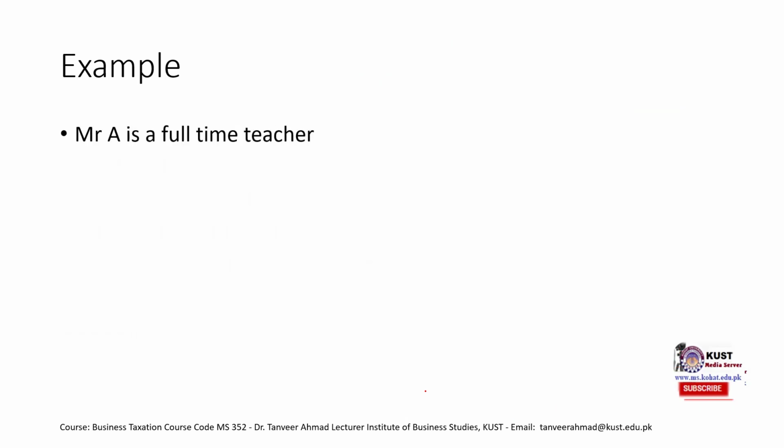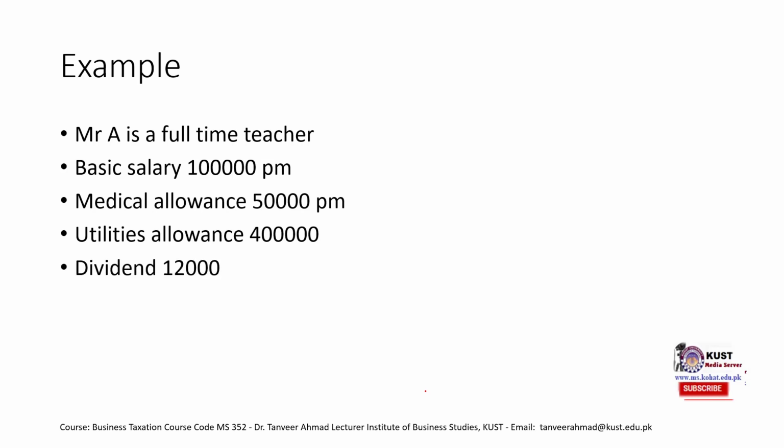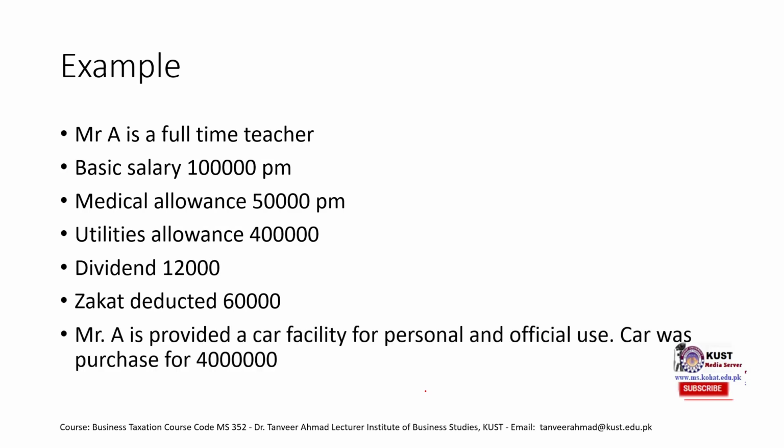Okay, Mr. A is a full-time teacher. His basic salary is 1 lakh rupees per month. Medical allowance is 50,000 per month. Utility allowance is 4 lakh. Dividend is 12,000. Zakat deducted is 60,000, and Mr. A had been provided a car facility for his personal use. So the difference between this one and the other examples that we have discussed is just the idea that he's a full-time teacher and he is given a 25% relief.